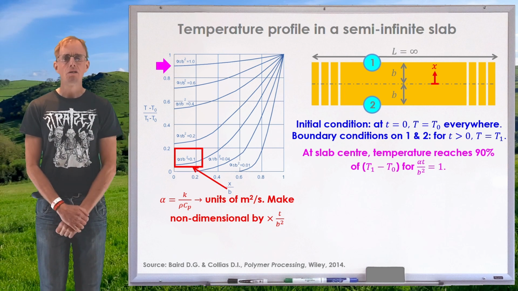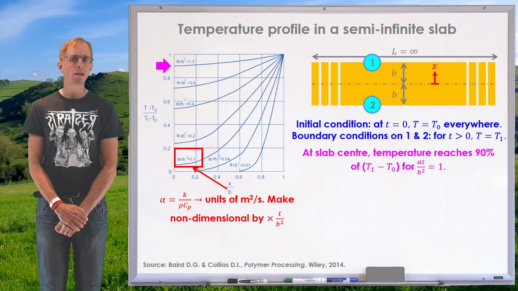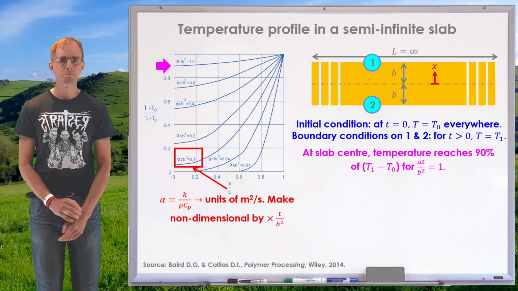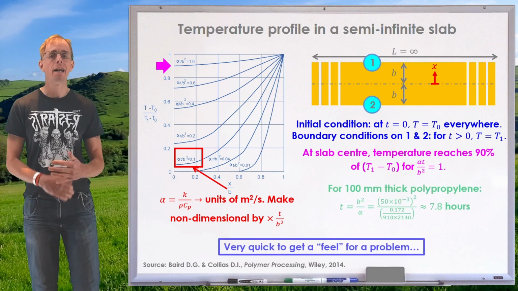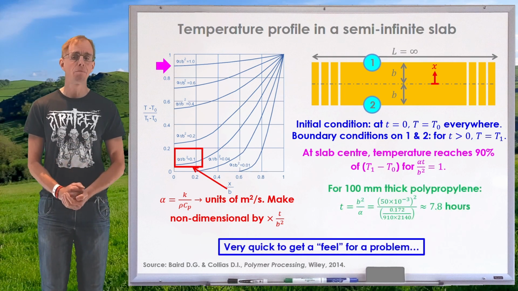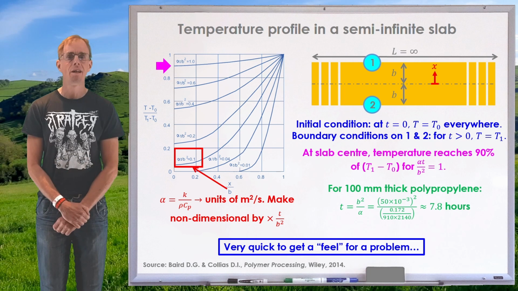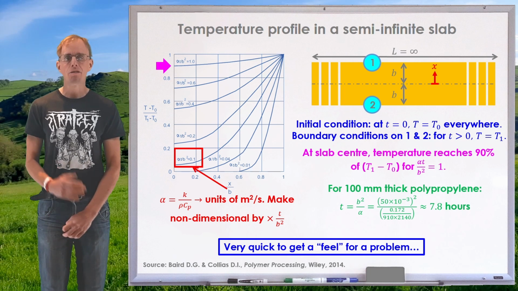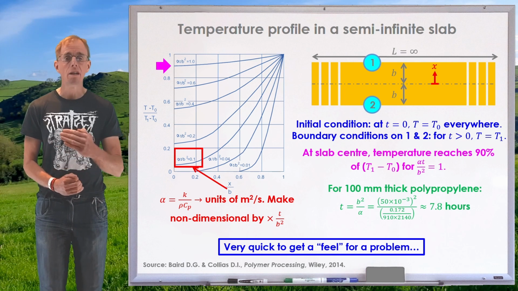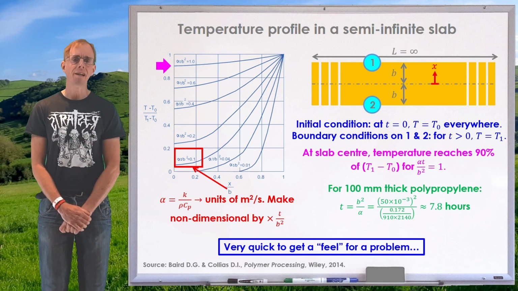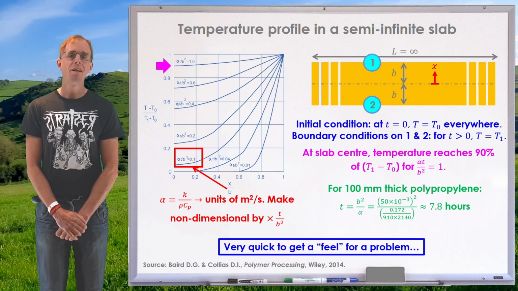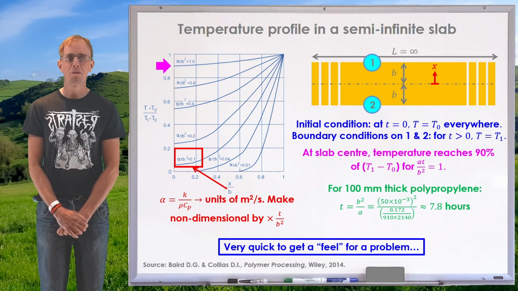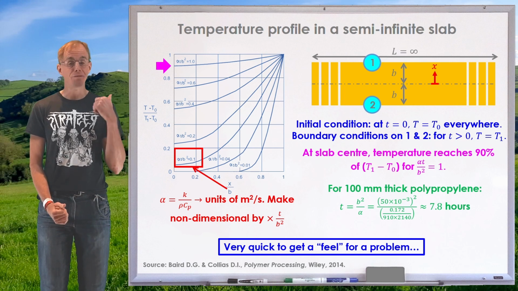Okay, so what does that actually mean for us in dimensional terms? So let's convert that non-dimensional time into a dimensional time, and let's say that we've got 100 millimeters thick polypropylene, the same as what we looked at in our numerical solution in the last part of this lesson. That means to reach 90% cooling, it's going to take about 7.8 hours. And that is in line with our understanding that we gained in the previous part of this lesson, but we've achieved that understanding very, very quickly.